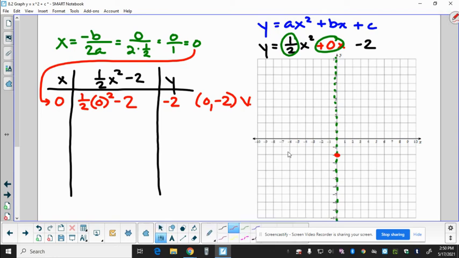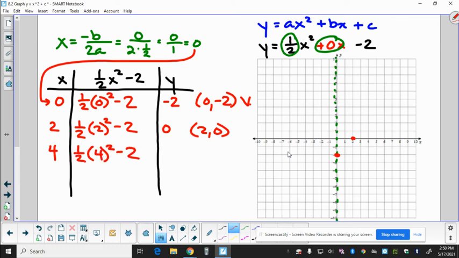Let's try some other points. So I'm going to be smart about this. I'm going to put the number 2 in here, just so I get a number that's divisible by 2. So 2 squared is 4. Half of 4 is 2. 2 minus 2 is 0. So that's 2, 0. Excuse me. Then I'm going to use 4. So 4 squared is 16. Half of 16 is 8. 8 minus 2 is 6. So I'm really being careful to pick numbers that are going to be divisible by 2.